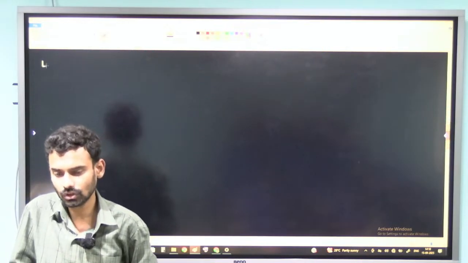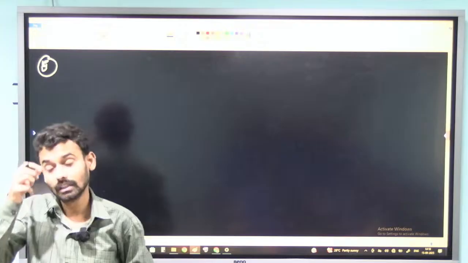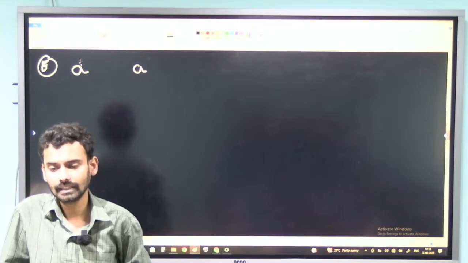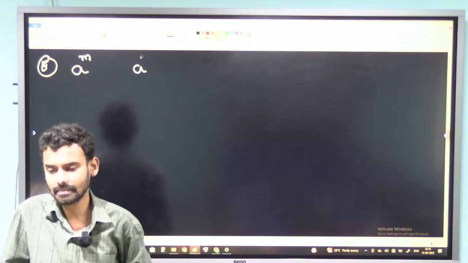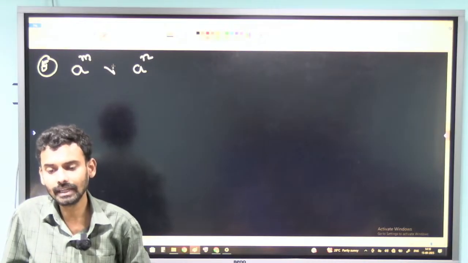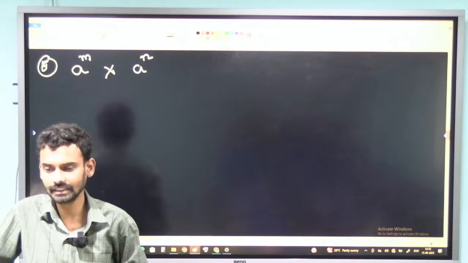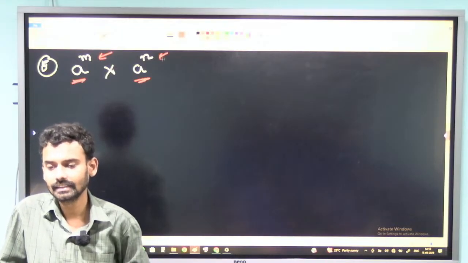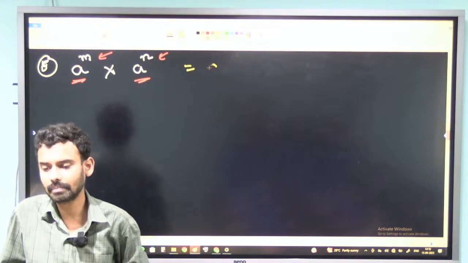Coming to the fifth point, suppose I have the same base a and a, but I am having power m here and power n here, and I need to multiply these two terms. So the condition here is the bases are the same but the powers are different, then you should just add the powers, that is a to the power of m plus n.